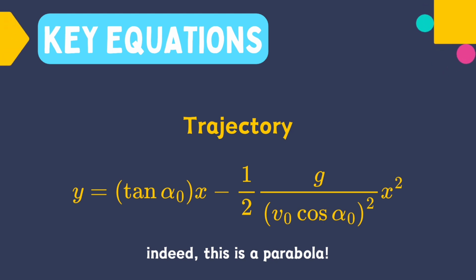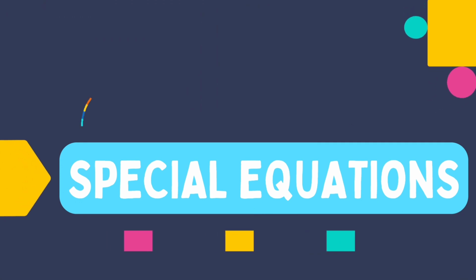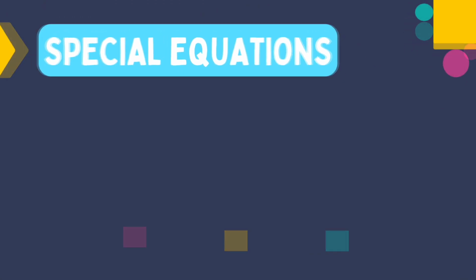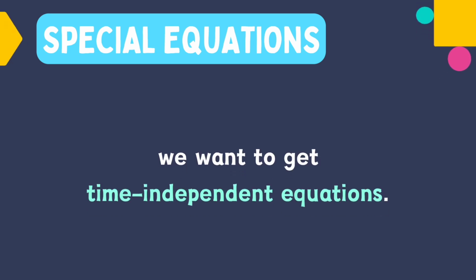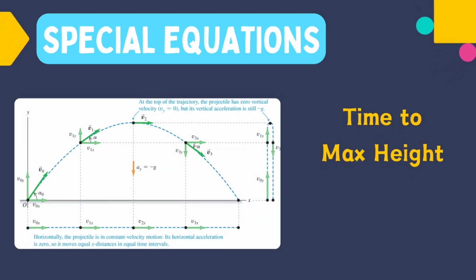Now that we have those out of the way, what do you say we discuss some special equations? So, if you got all those, we are actually capable of solving almost any projectile motion problem using those equations. However, if we want to analyze a system purely in terms of positions and velocities, we need to eliminate time. That is, we want to get time-independent equations. Don't worry, there are just 4, the first of which is the time to max height.